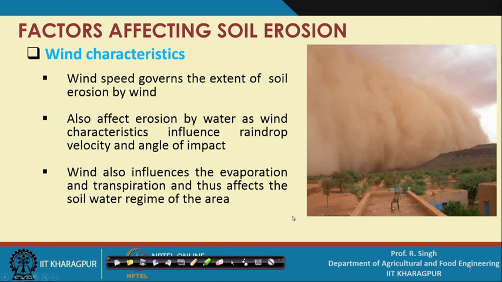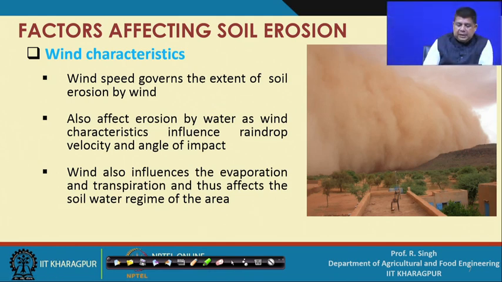Wind also influences the evaporation and transpiration, and thus affects the soil water regime of the area, because if the wind is more, then evaporation and transpiration will be more. That means the water requirement to fill the soil reservoir or the soil moisture or infiltration capacity will be more. That means in that case overland flow will be less and erosion will be less. So, depending upon wind speed, on one side it could increase the erosion, but on the other side, because of the indirect effect on evaporation and transpiration, it could also result in decreased erosion. So, there is a trade off or a balance one has to analyze.